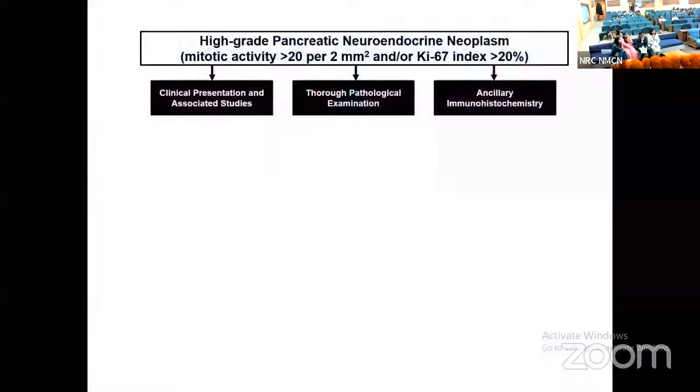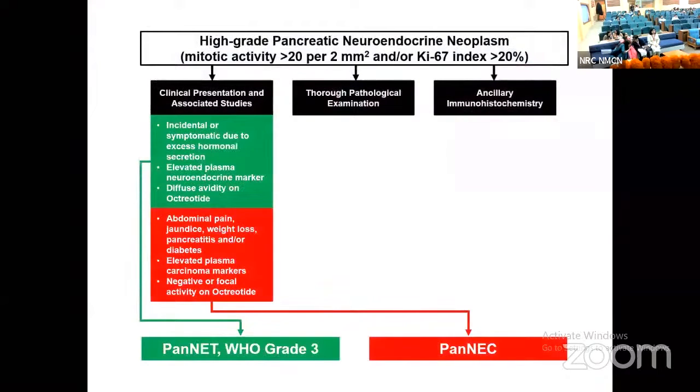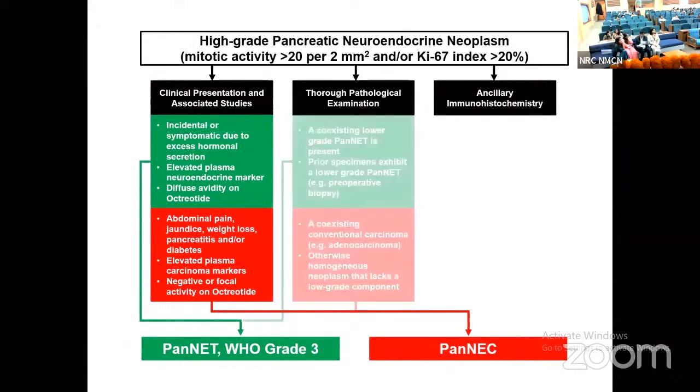But there are some helpful clues, as far as clinical information, pathologic findings, and ancillary studies, that can help delineate between these two entities. The clinical features that would favor a grade 3 well-differentiated neuroendocrine tumor would be an incidental presentation with elevated serum chromogranin A levels. In contrast, patients with a poorly differentiated neuroendocrine carcinoma often present with abdominal pain, jaundice, weight loss, pancreatitis, and/or new onset diabetes. As far as serum studies, neuroendocrine carcinomas often are remarkable for an elevated serum CA19-9 or even CEA. Again, very similar to patients with pancreatic ductal adenocarcinoma.